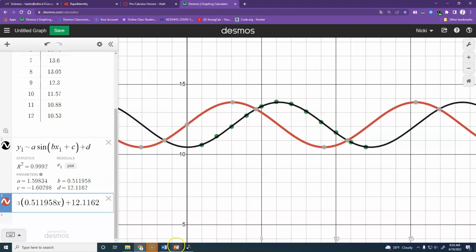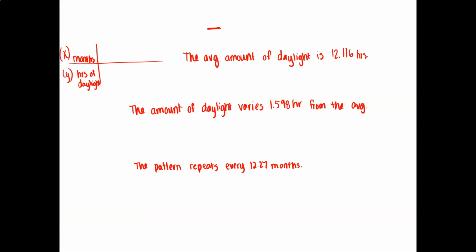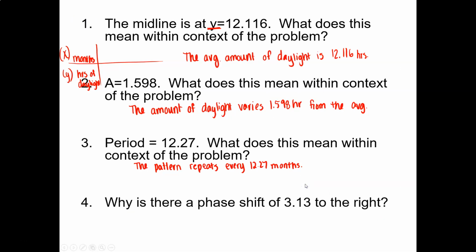So it's really pretty much always this answer if they ask you about phase shift. Why is there a phase shift? It's just so the data will line up.